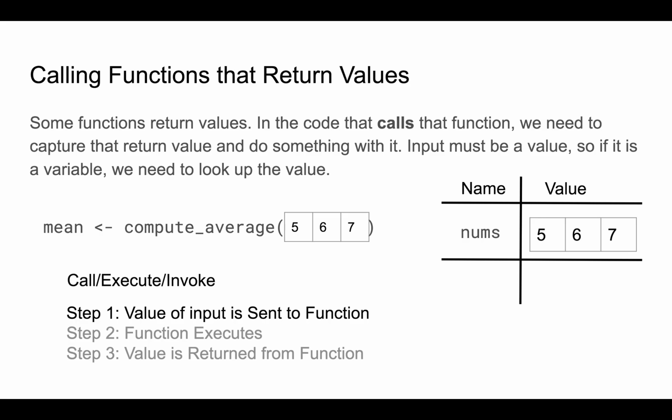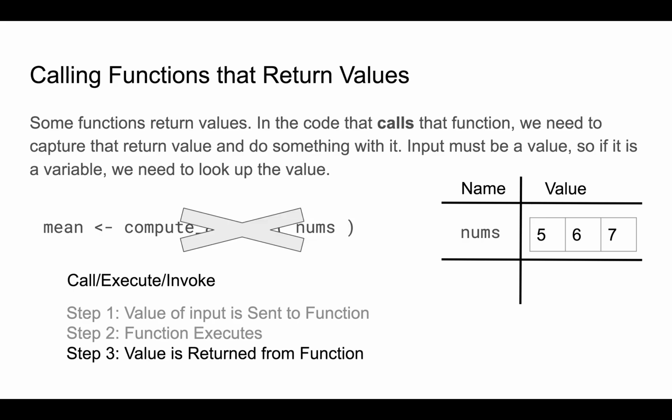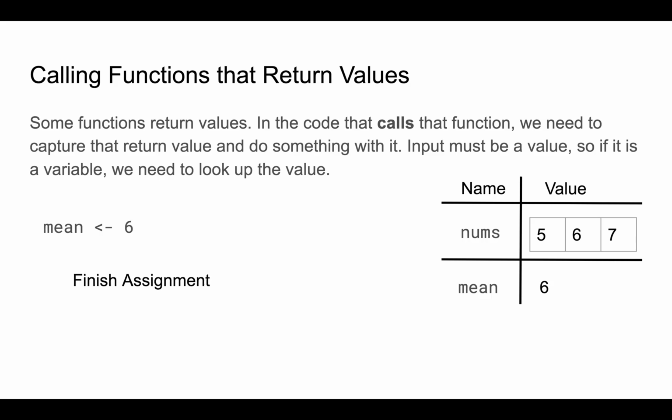So here, step 1 means instead of just trying to pass in some variable, I go to the table, I look up the value, I take that value, and that value is what gets sent to the function. Then compute average does its computation, and when it's finished, it says, I'm done. Here's your value. It is 6, and then we finish the assignment statement.